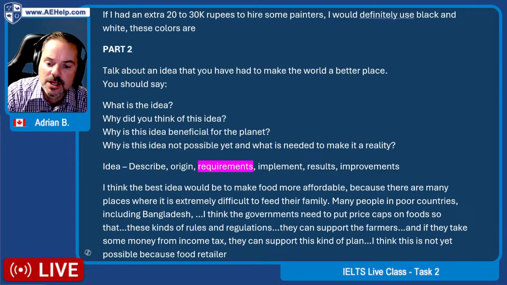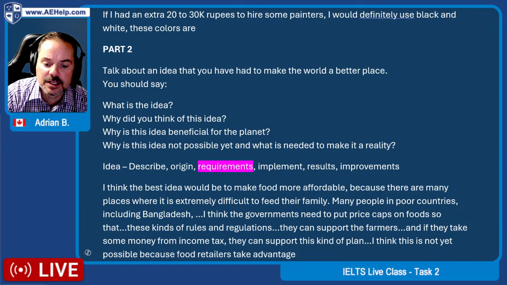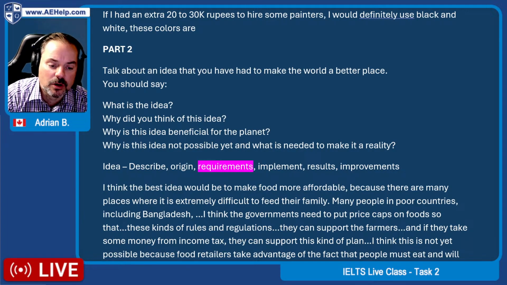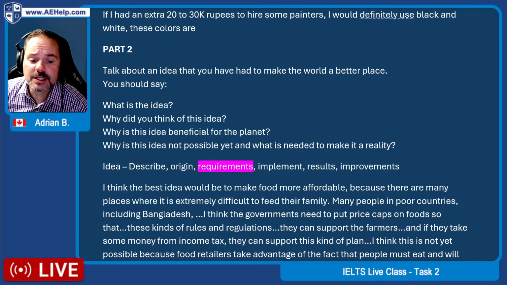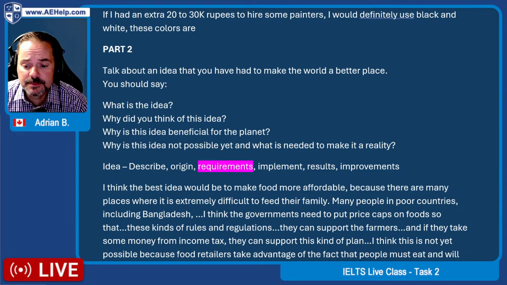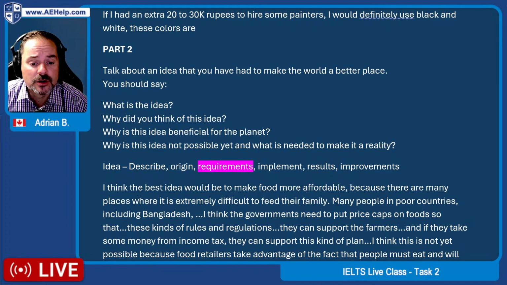Okay, just give me a second. So I think this is not yet possible because food retailers take advantage of the fact that people must eat and will spend all of their earnings when they feel hungry. Can you repeat this sentence after me? I think this is not yet possible because food retailers take advantage of the fact that people must eat and will spend all their earnings when they feel hungry.